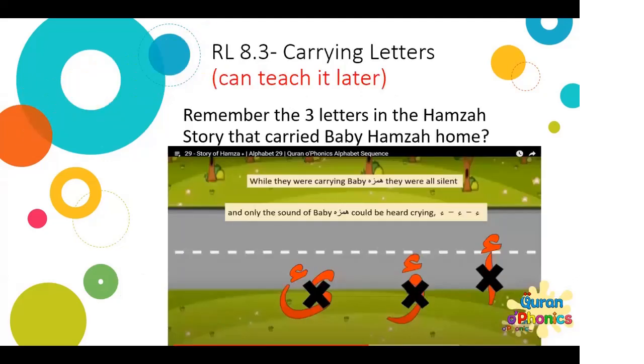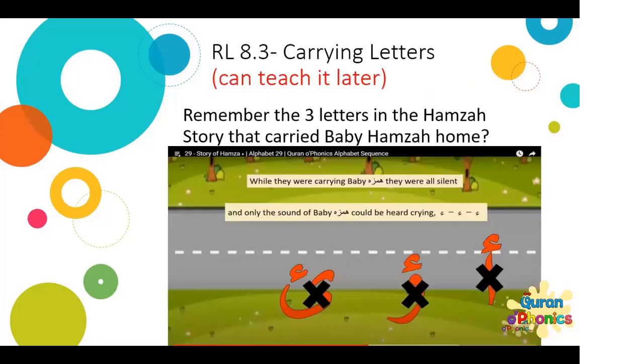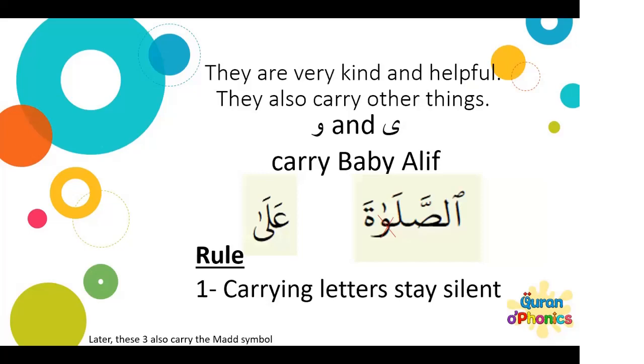So this rule of 8.3 is called carrying letters, and we had introduced it when we talked about the alphabet Hamza. We said baby Hamza is sometimes carried by alif, sometimes by waw, sometimes by ya, but you can't hear their sound. You can't hear the waw sound or the ya sound. You can only hear the sound of baby Hamza. And here we continue with this story and we say these letters are very kind and helpful, the carrying letters. So sometimes you'll find that waw or ya are also carrying other things. Sometimes they're carrying baby Hamza. Sometimes you can see them carrying baby Alif. And the carrying letter always stays silent.